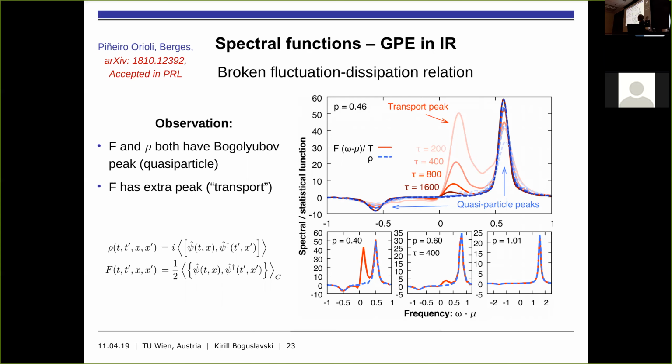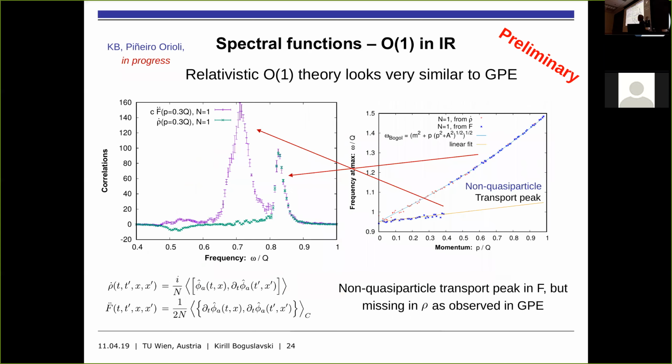Now what you would probably say is, well, we have this universality, so all scalar theories should have the same picture. Well, let's start with the O(1) theory, a single component theory, and indeed you have the same picture. This is still very preliminary. The data are not preliminary, but it's not out yet. So the O(1) theory looks very similar to the Bogoliubov case.